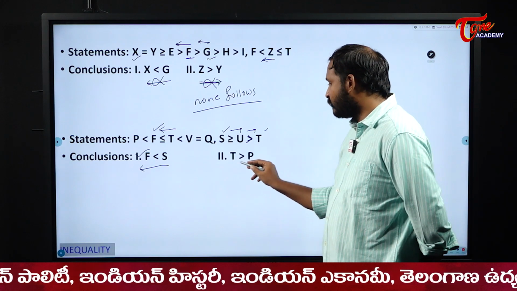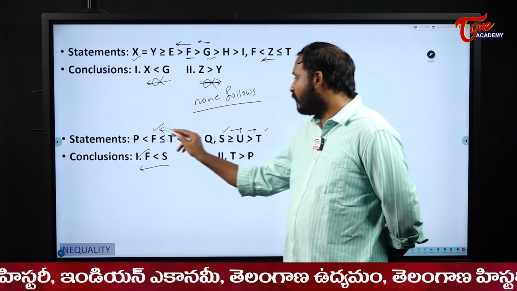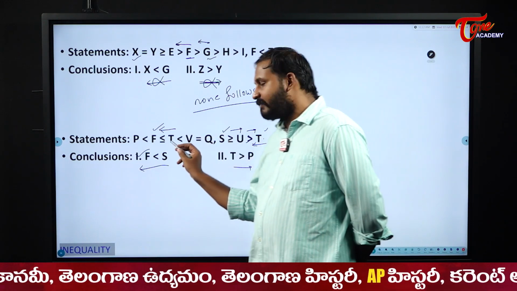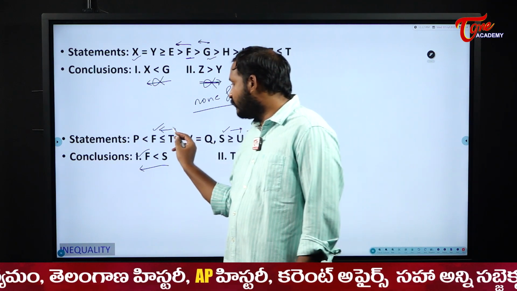Now see the next one. I should travel from what? T to P. Where do I have T? Here. And where do I have P? Here. T here, I cannot move from here to here. But please observe here, the same T was there here also. So please be careful. So T to F I can go.